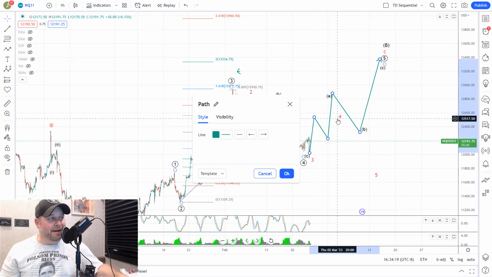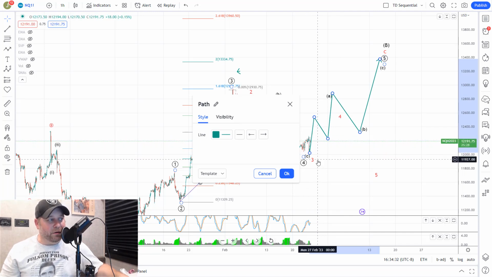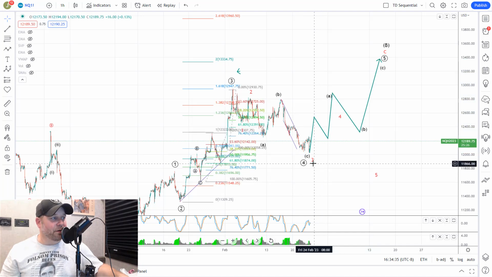So our primary count is the wave 4 to the 12,600 area. However, if they do push over that, okay, then it becomes more likely we're in this A wave, and we'd look for that ABC higher. Again, if they can't get follow through, because they have not gotten any follow through on anything yet, then we would look for one more low to complete this wave 3.